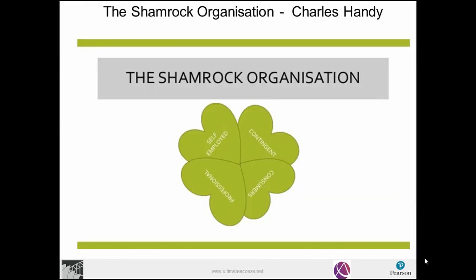Now, the Shamrock organization. If you look at it, the shamrock tends to look like a leaf, isn't it? This shamrock leaf originates from Ireland. Charles Handy believed that most companies tend to have these four types in their company. You'll find that we have the professional, the self-employed, the contingent, and the one below is the consumers. One special thing about this is that the professionals are the ones who define what the company does. So if you have many accountant professionals, then it means that your company is an accounting firm.